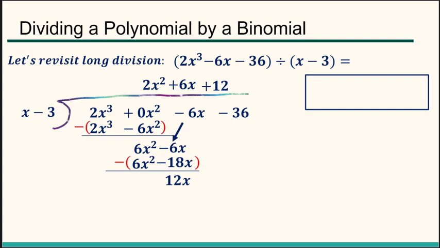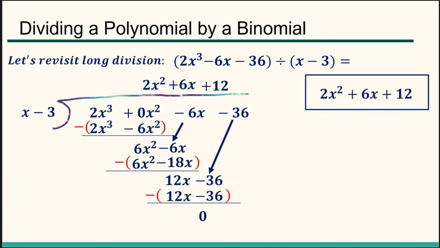So x goes into 12x plus 12 times. I'm going to multiply. Oh, bring down my term. Sorry. Then I'll multiply x times 12, and then negative 3 times the 12. Then I will subtract. I'll get a 0 when I subtract. And then my answer is 2x squared plus 6x plus 12. And that's all we have for that one.